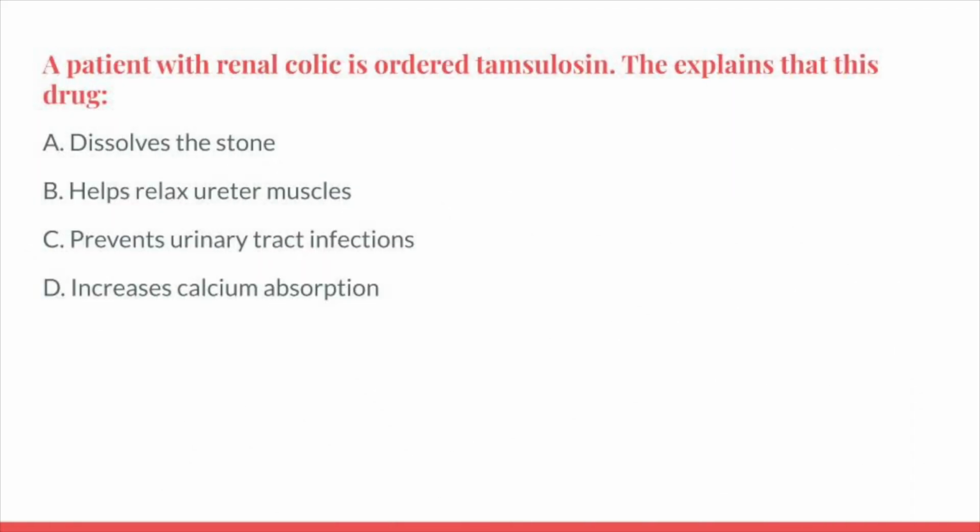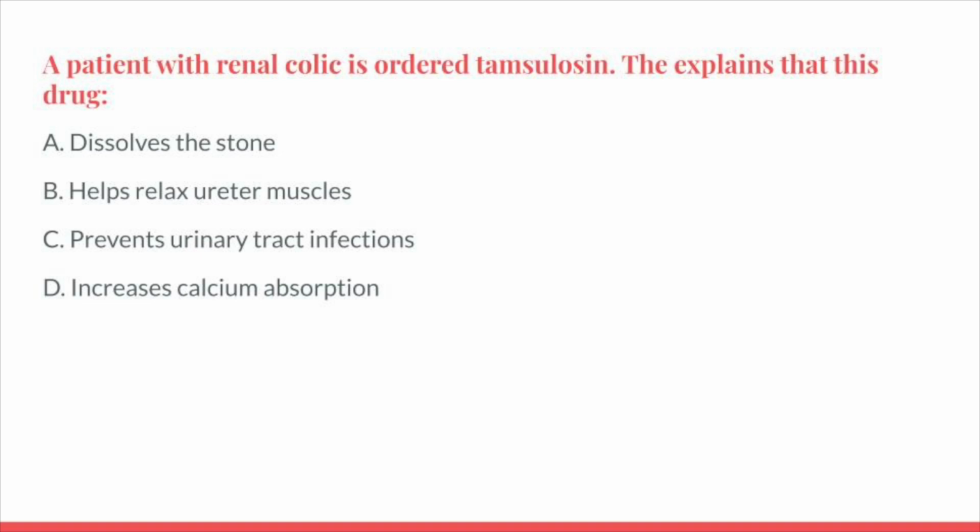Finally, a patient with renal colic is ordered tamsulosin. This explains that this drug A, dissolves the stone, B, helps relax the ureter muscles, C, prevents urinary tract infections, or D, increases calcium absorption. The answer is B, because tamsulosin relaxes the smooth muscle, easing the stone passage.